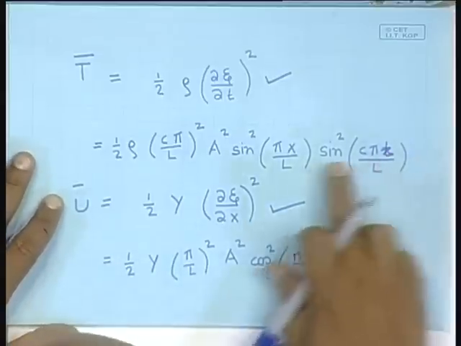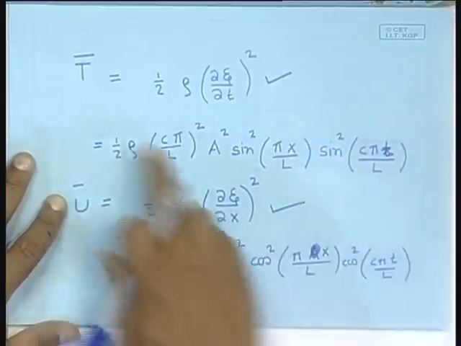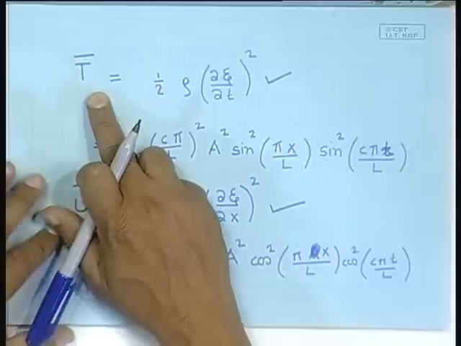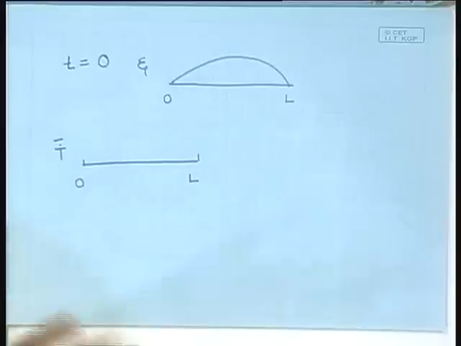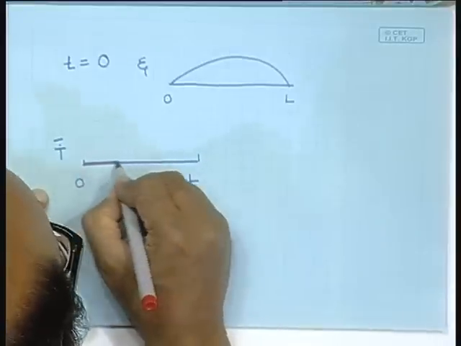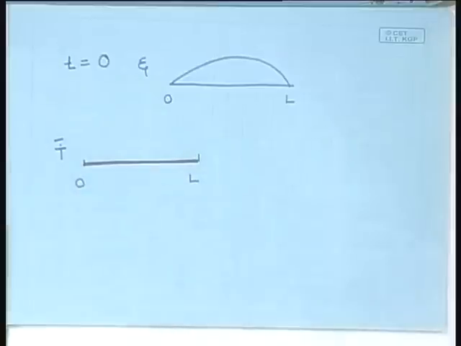Okay. So, at t equal to 0 this term is 0, and what you see is that the kinetic energy per unit volume is 0 throughout. So, the kinetic energy per unit volume at t equal to 0 looks like this, it is 0 everywhere. So, it is just here. Now, let us draw the potential energy per unit volume.